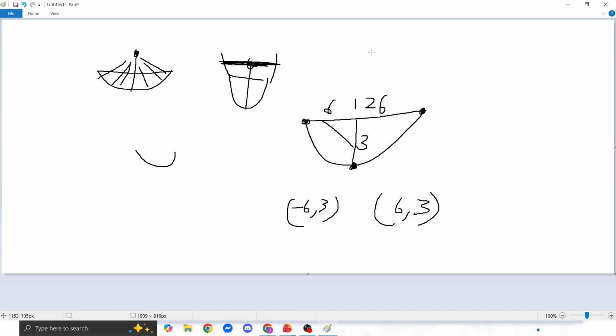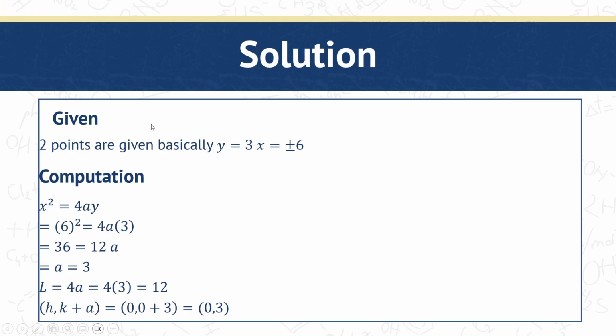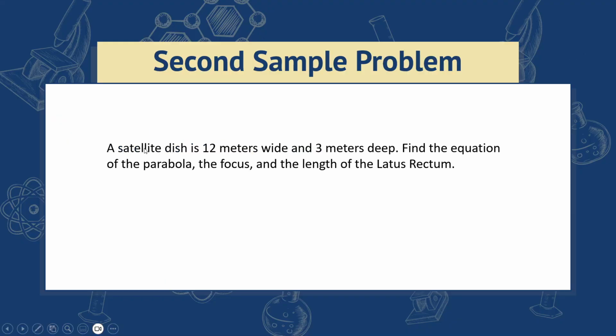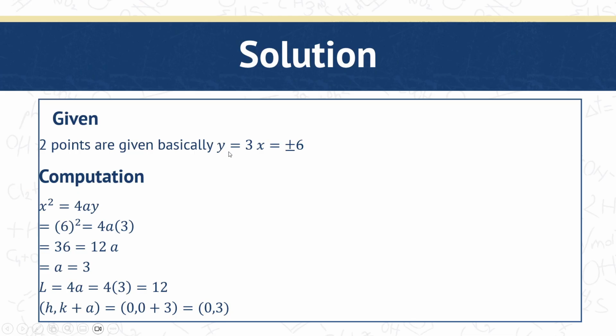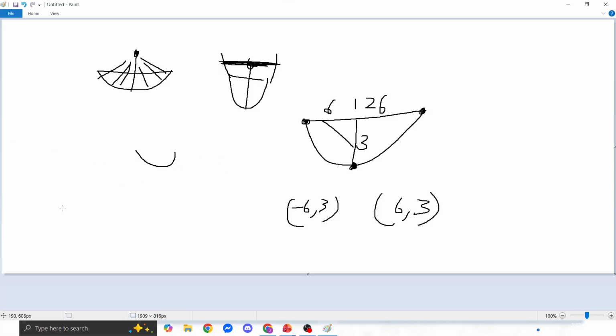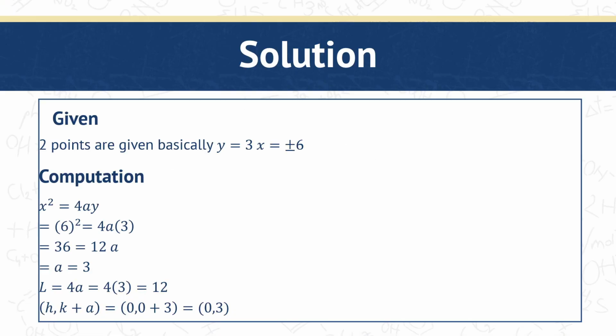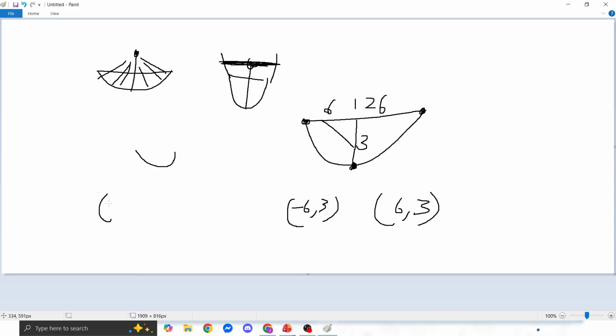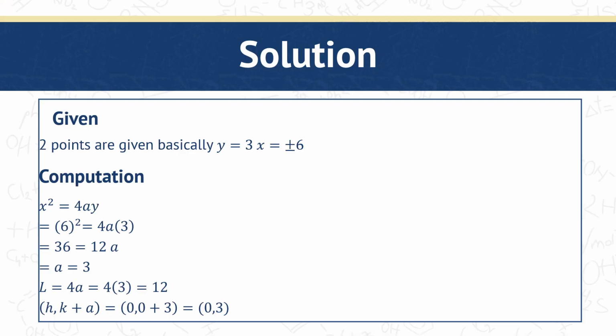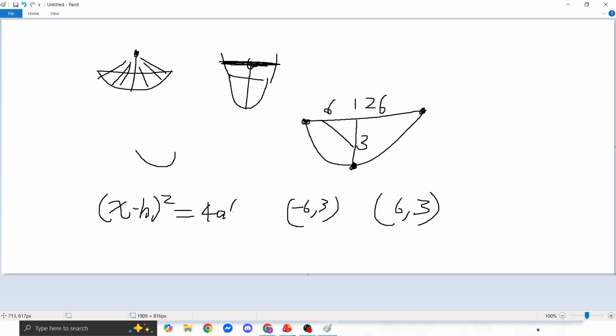Oh, a satellite always points upward. Wait, no. What am I talking about? It's a satellite dish. It always points upward. So I'm using the up-down general equation, which is usually (x minus h) squared is equal to 4a(y minus k).